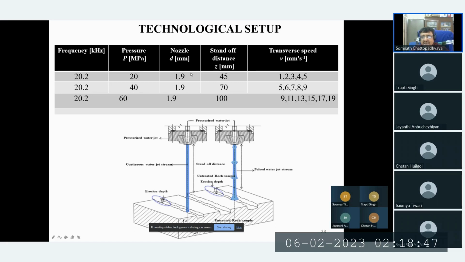The nozzle diameter has a role, standoff distance also has a very big role to play, and traverse speed. So these are the nozzle parameters: nozzle dimensions, standoff distance and traverse speed. And definitely pressure is the main driving force, and the frequency. These 5 combinations with some design of experiments we have carried forward, but we have taken only pressure levels 2 and frequency levels 2, and other things we have fixed out of pilot experiments.